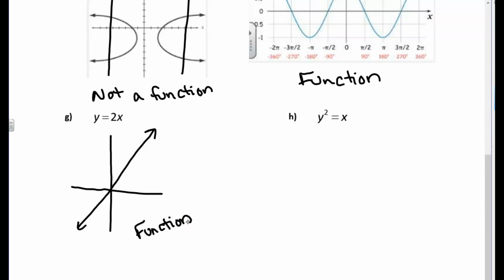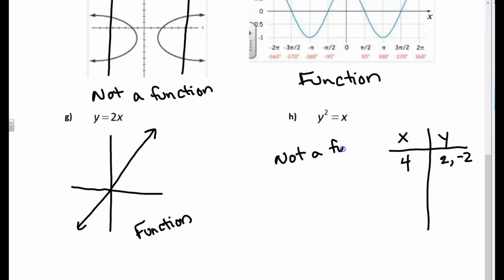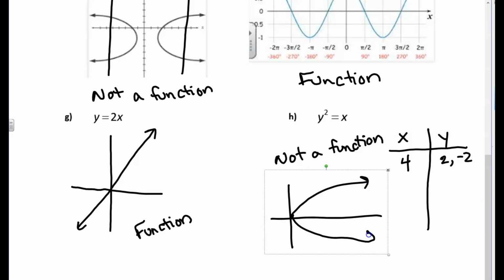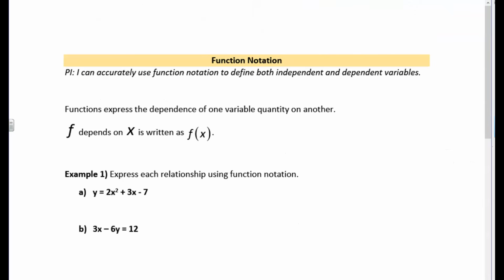Whereas when we look at H, H is different. If we actually look at x to y, we make a table. If I plug 4 in for x, I would get 2 for y, but I also could get -2. Because 2 squared is 4 and -2 squared is also 4, this guy is not a function. If we actually graphed him, he would look like this. He'd look like a sideways parabola. He is not a function.